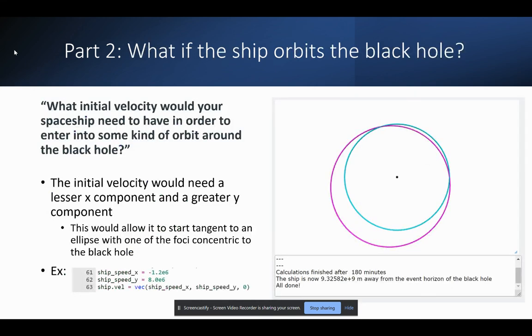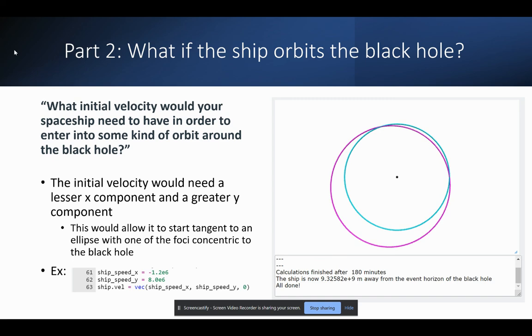However, if the goal was for the ship to orbit the black hole, the initial velocity would need to have a lesser x component and a greater y component. This would allow it to start tangent to an ellipse, with one of the foci being concentric to the black hole. An example of a plausible initial speed is shown in the code below, with the resulting output being displayed to the right.